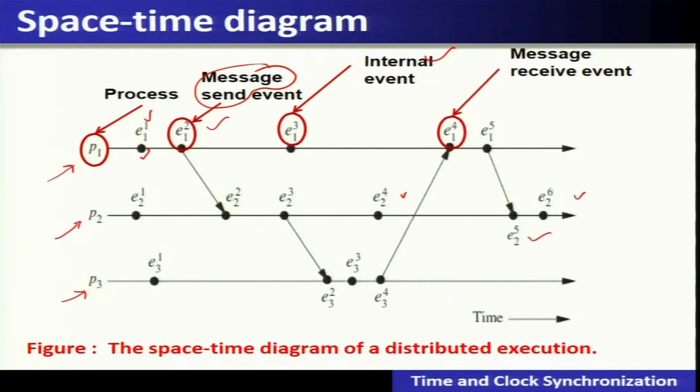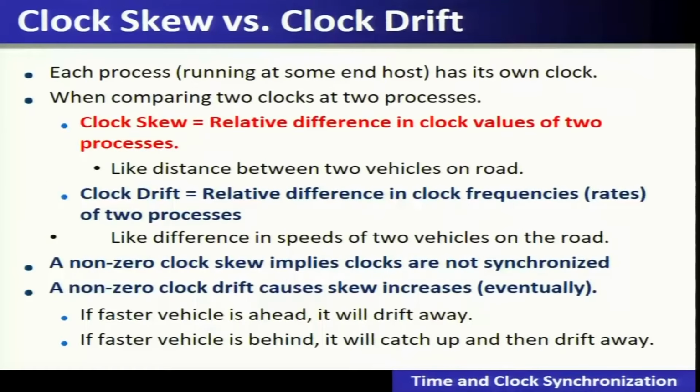This event E3 for process 1 is called an internal event, and the 2 other events shown here in process 1 are event 2, a message send event, and the message receive event. So the events are either internal events happening within the process or within the IoT system, or it is sending a message or receiving a message. There are only 3 different types of events we are considering to understand time synchronization or a distributed execution, for the sake of simplicity.